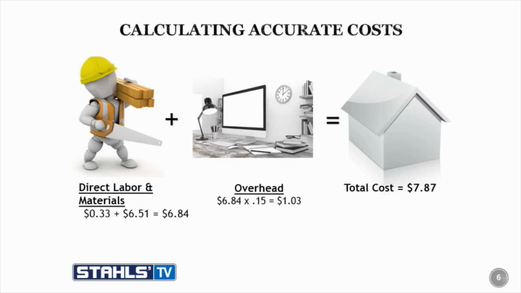So here's where we see that come to life. This is the same lead-in equation for cost calculation. We get our direct labor and materials. It was $6.84. I take that $6.84, multiply it by the overhead rate for my business that we just established. That's $1.03, and that gives me a total cost of $7.87.